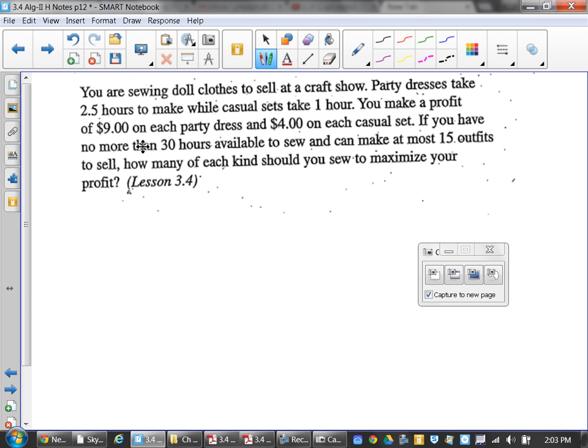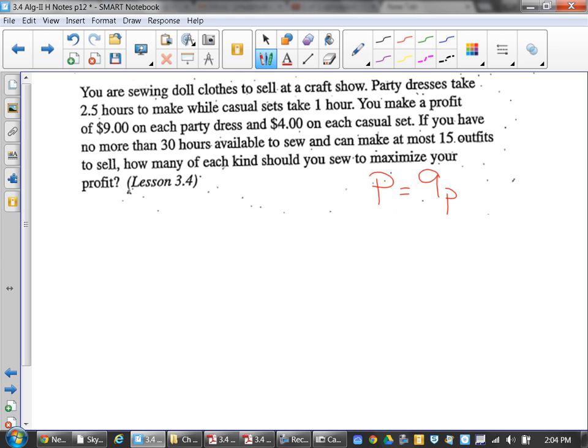Maximize profit. When I have a profit maximize style, I usually use the letter P because I know I'm talking about profit. How much do you make on the party dress? 9P plus 4C. So you have 9P for the party dress and 4C for the casual dress. Does it matter the order I put it? I put 4C plus 9P. It doesn't matter. My objective here is to make the most money. That's how I'm going to make the most money, by using that.